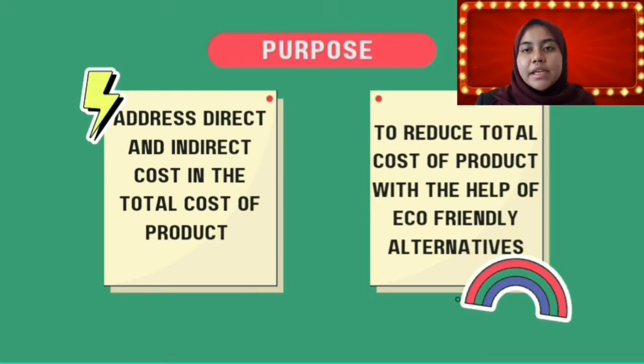The purpose or objective of ELCC is to address all direct costs and indirect costs that are involved in the product life cycle in the total cost of product. An example of indirect costs is the external costs that will potentially rise in the future, such as waste disposal expenses. Next is to reduce the total cost of product with the help of eco-friendly alternatives, where instead of the company needing to acquire a new raw material to produce a product, they only have to use the waste in order to produce a product.